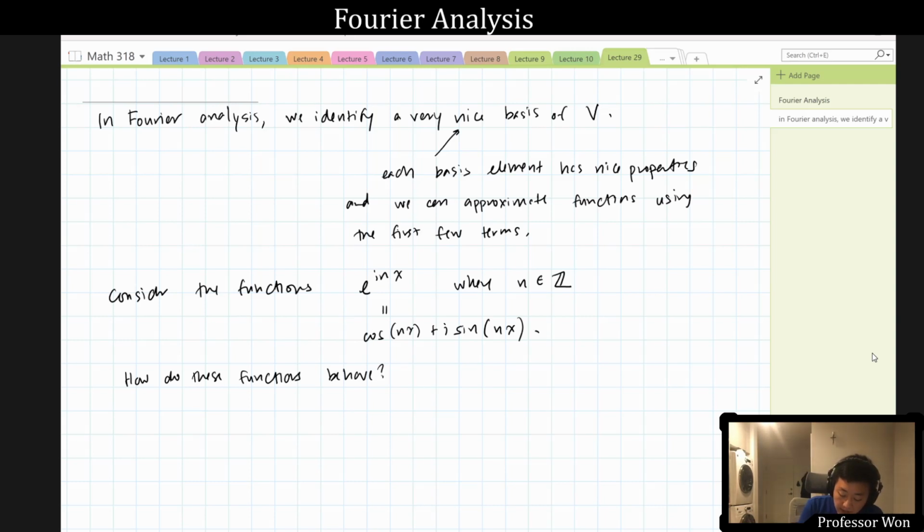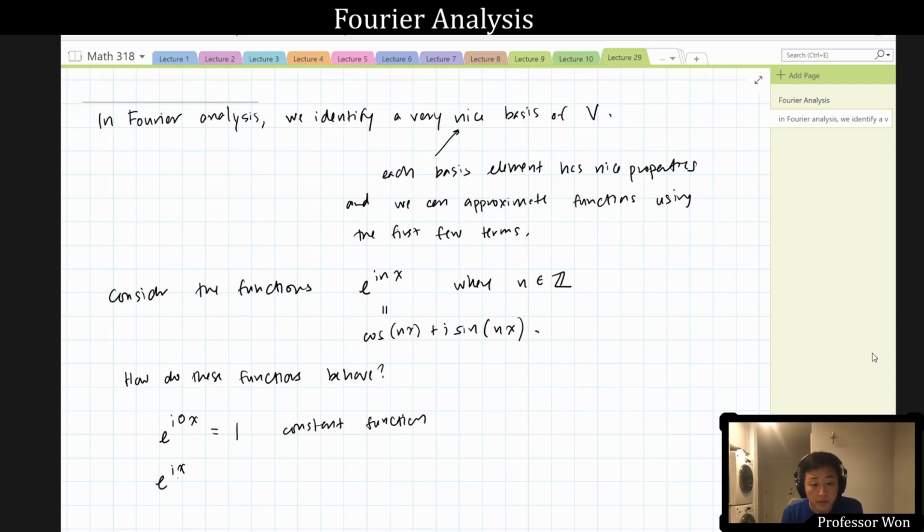Okay, well, let's consider the zeroth one, e to the i 0 x. Remember, x here is a variable. This is a function of x. This is, of course, just, it spits out 1 all the time. So this is the constant function 1. Okay, that one's kind of boring. For every x you plug in, you just get 1. What about the first one, e to the i x?